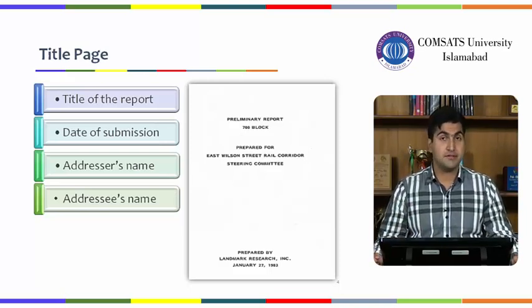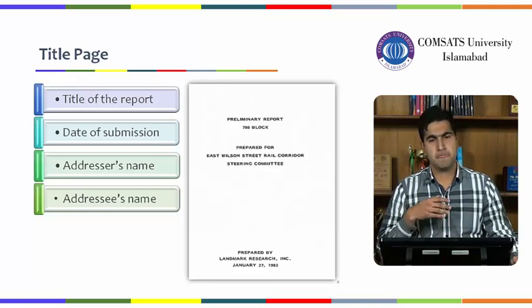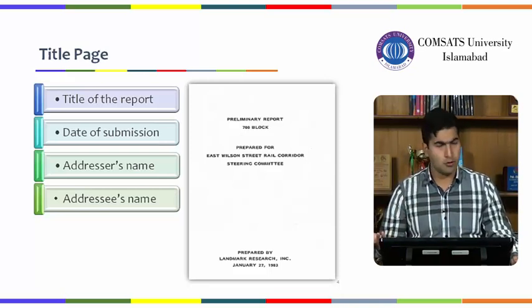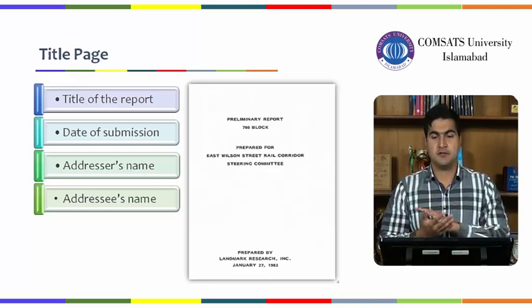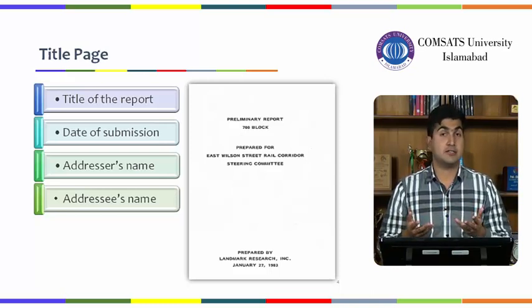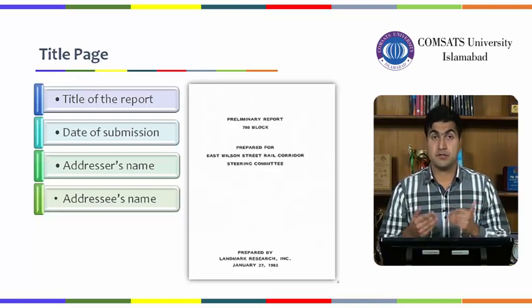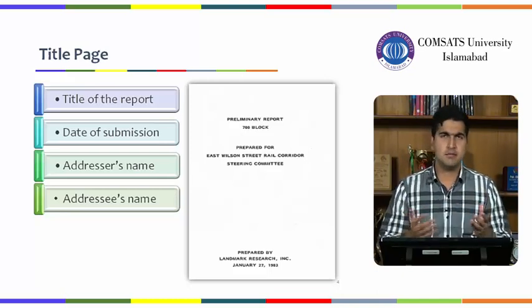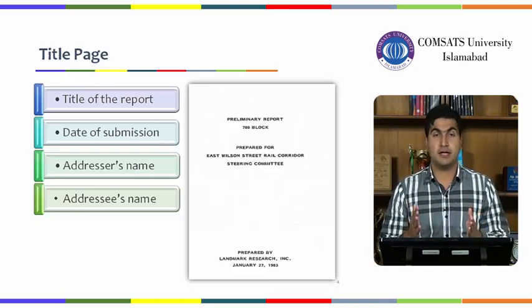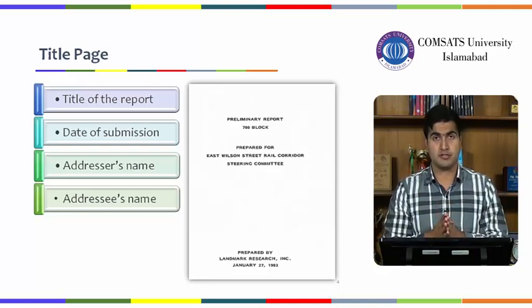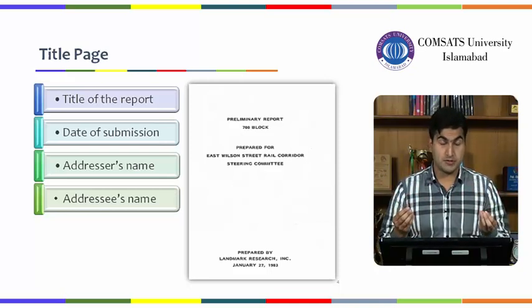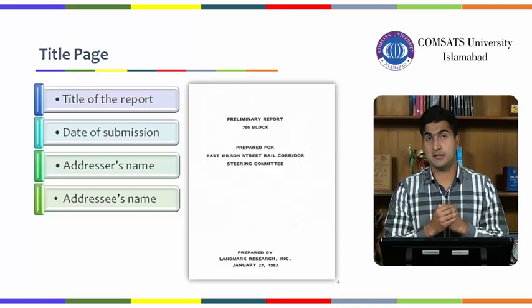As the name itself is telling you, this is similar to the cover of a book, on which the name or title of the book is there alongside some specific details which are supposed to be there. In a similar way, you have a title page for a typical report, and what is basically required to be there in a title page?